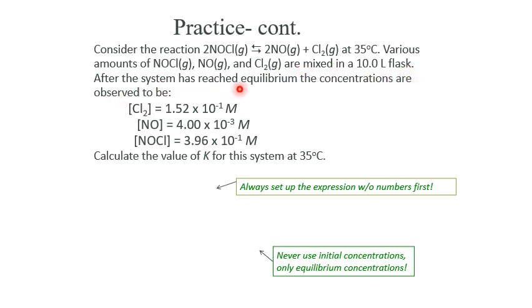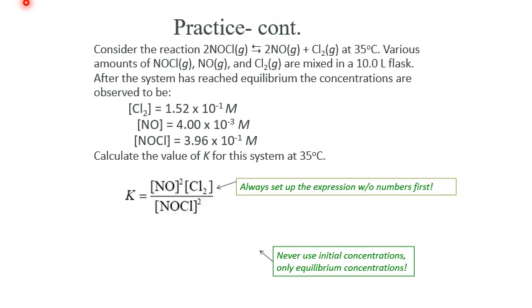After the system has reached equilibrium, the concentrations are observed to be chlorine 1.52 times 10 to the power negative 1 molar, NO 4 times 10 to the power negative 3 molar, NOCl 3.96 times 10 to the power negative 1 molar. So what we have to do is calculate the value of K for this system at 35 degrees Celsius. So what we will do first, we will write the K expression.